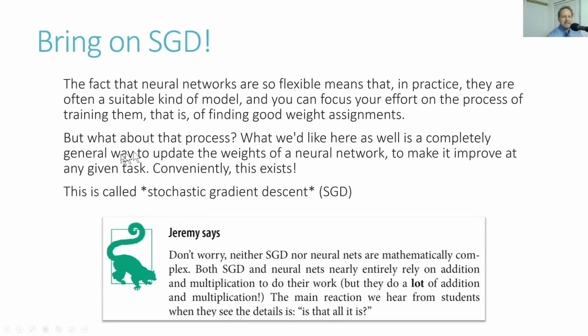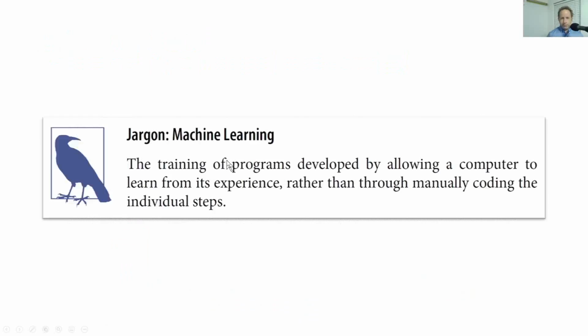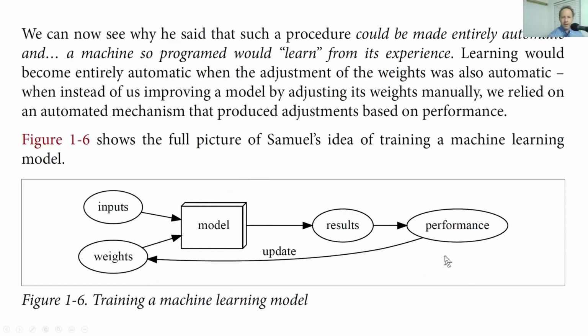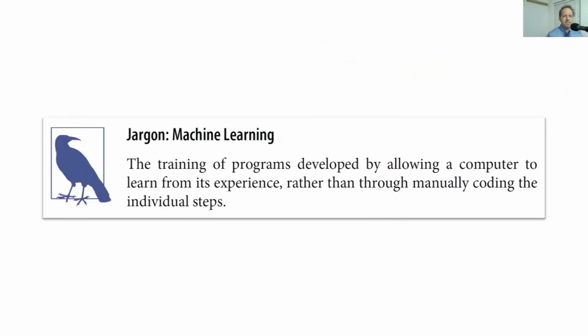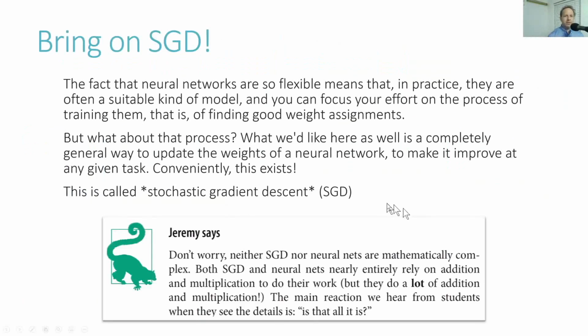We want a completely general way to do this, to update the weights based on some measure of performance, such as how good is it at recognizing cats versus dogs? And luckily, it turns out such a thing exists. That thing is called stochastic gradient descent, or SGD. Again, we'll look at exactly how it works. We'll build it ourselves from scratch, but for now, we don't have to worry about it.